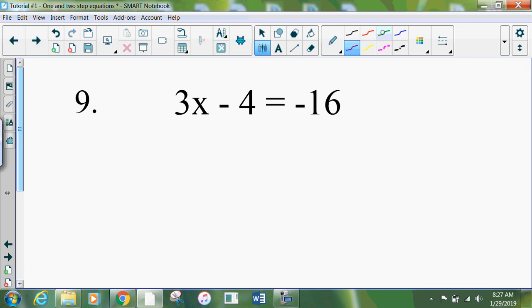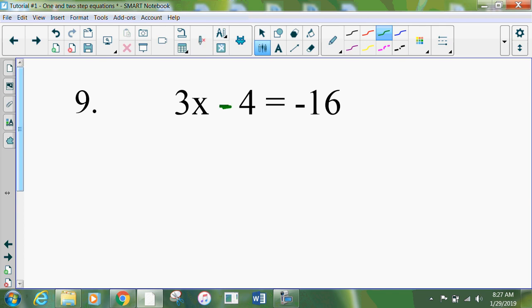All right, so let's look at this one. We're going to go ahead and look for the easiest thing to do first with a 2-step. We want to do addition or subtraction first before we do multiplication and division. Excuse me. All right, so here we go.